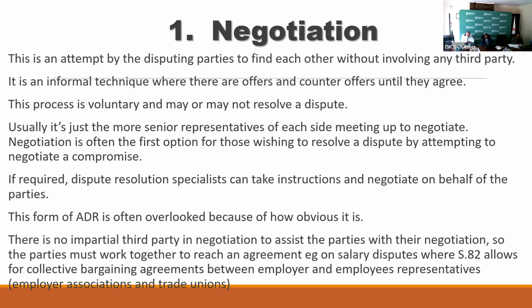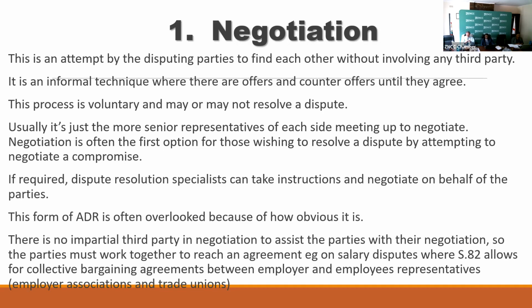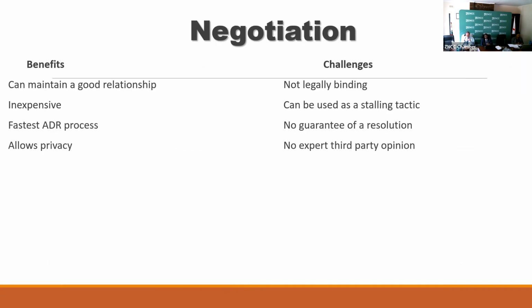For example, salary disputes, where Section 82 allows for collective bargaining agreements between the employer and employees' representatives, who may be the employer associations or the trade unions. So you realize that on salary issues, disputes, negotiation comes in handy.